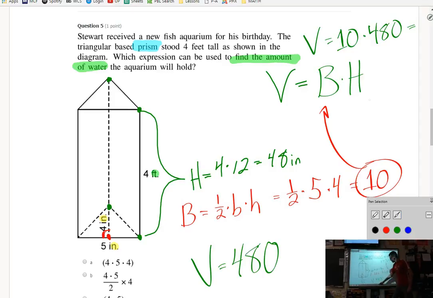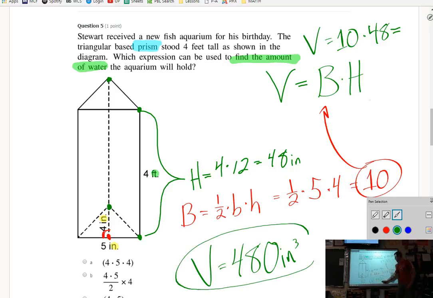I don't know why I wrote 480 up there. My brain was getting ahead of me. Sorry. Yeah. I was already moving on to the answer. Sorry. So we get 480 inches cubed. Inches cubed because we're talking about how much water it can hold.